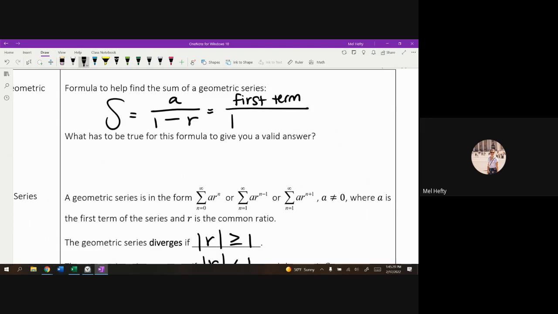What do you think the R stands for? The ratio. Now, there are certain times when this is valid to use to find the sum. 2 things have to be true. 1, we have to have infinitely many terms.